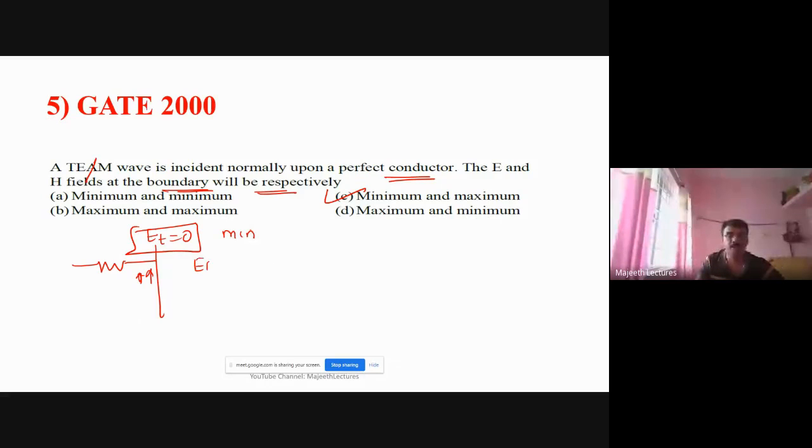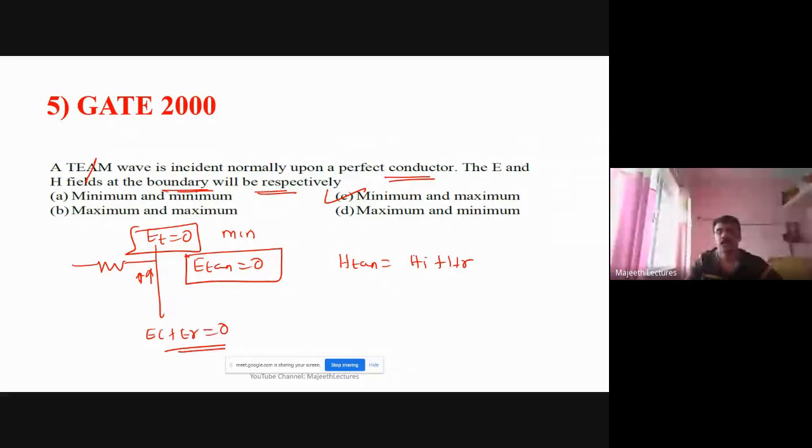Because E tangential is 0, I already told, so that is what I emphasized. At the boundary, the electric field is 0. At the boundary, the tangential component is HI plus HR, the incident wave plus the reflected wave. Right? At the boundary, EI plus ER is equal to 0. Yes or no? So whatever is incident is reflected, so HI is equal to HR in the tangential component. So the maximum 2HR is equal to 2HI. So the electric field is minimum and the magnetic field is maximum.